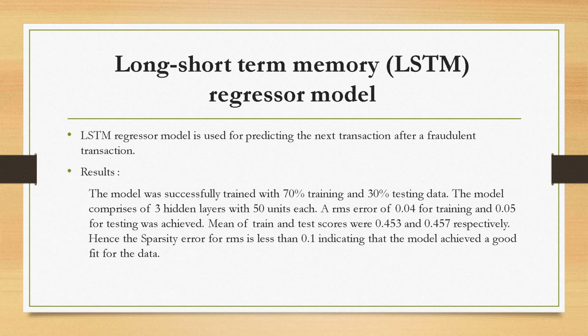The model was successfully trained with 70% training data and 30% testing data. The model comprised 3 hidden layers of 50 units each, and gave us an RMS error of 0.04 for training and 0.05 for testing. The mean of training and test scores were 0.45 and 0.45 respectively. This led us to believe that the sparsity index is less than 10%, which indicated that the model achieved a good fit for the data.